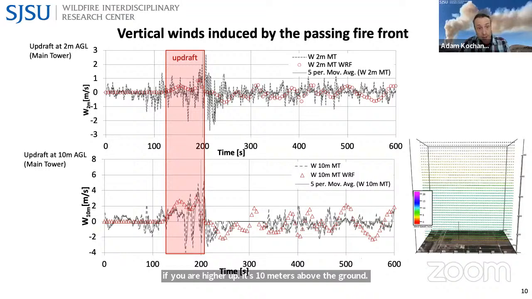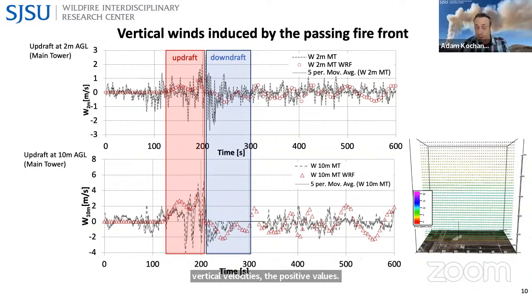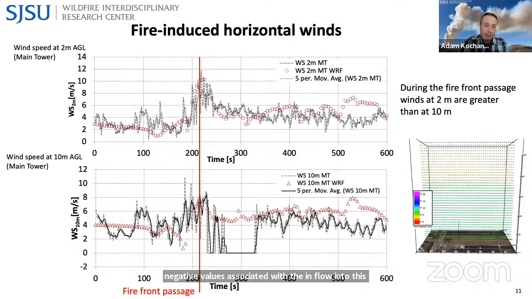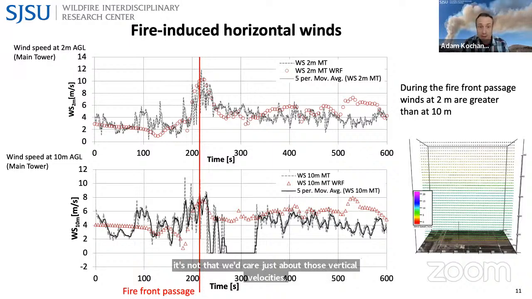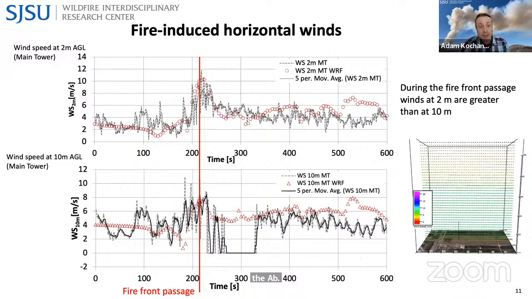And if you think about it, that's the indication of the updraft. You see those vertical velocities, the positive values, and then you also see the downdraft. And those are the negative values associated with the inflow into this convective column behind the fire front. So it's not that we care just about those vertical velocities, but at the end of the day, we are really interested in horizontal winds and how those vertical velocities and the updraft also control this inflow in the convective column and surface winds. And that's what you see here.